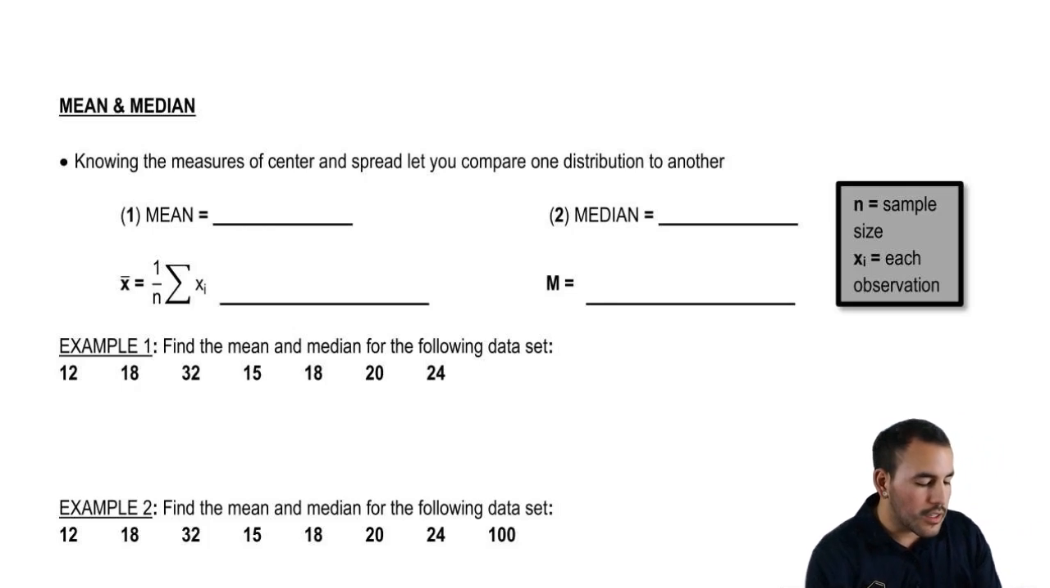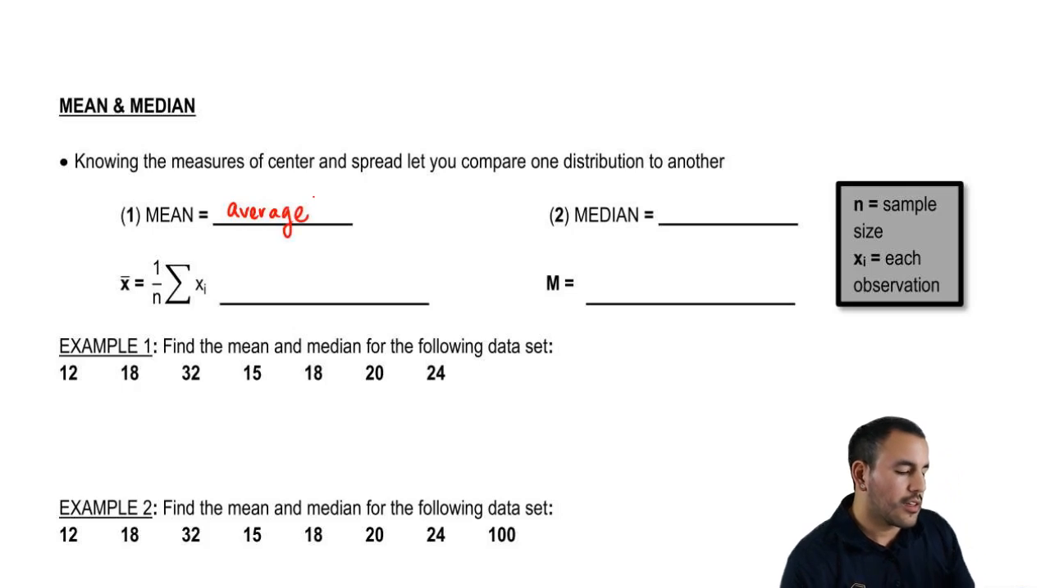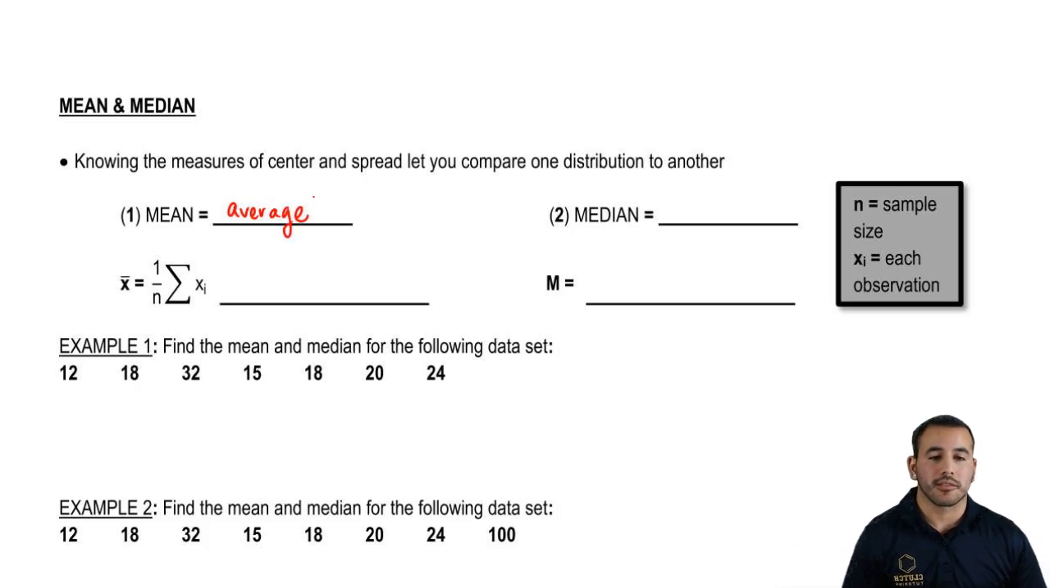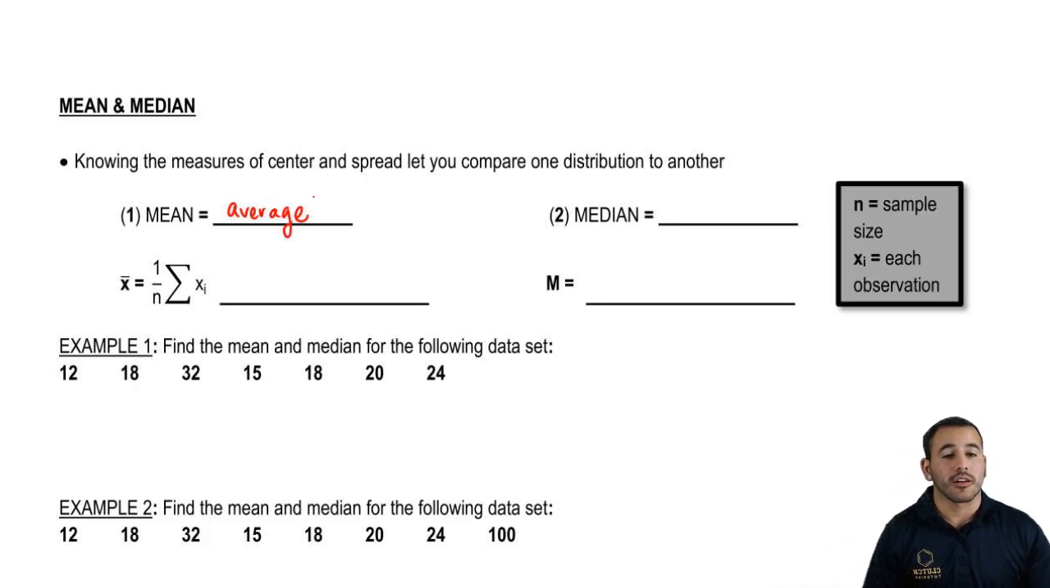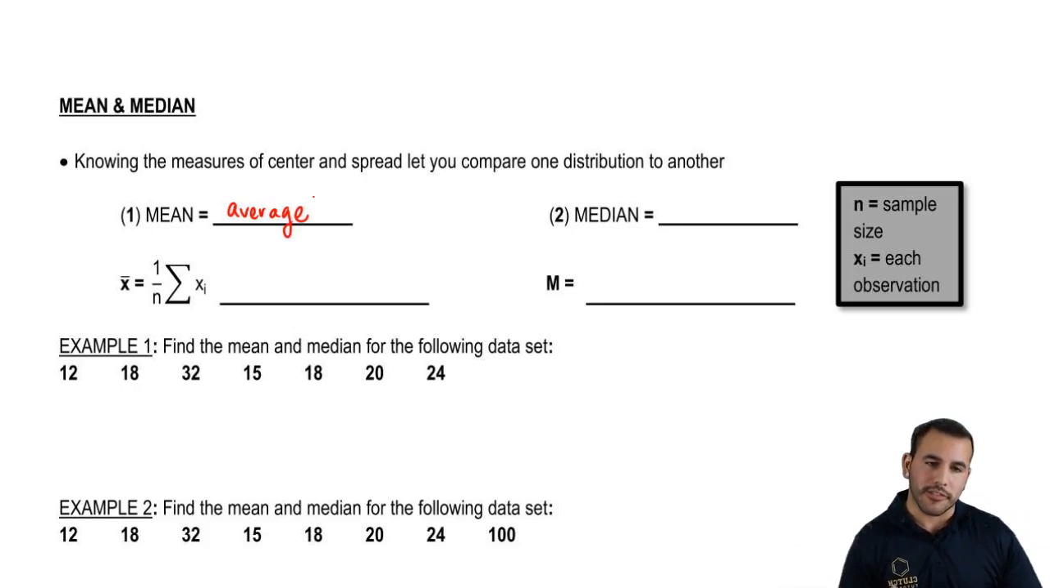The mean is essentially the average. Back in grade school, elementary school, kindergarten, whenever you learned this, at some point you probably learned that the average is essentially you add everything up divided by how many observations there are. So the same rules apply in statistics. It's just the formula's a little crazier because we're in college now.